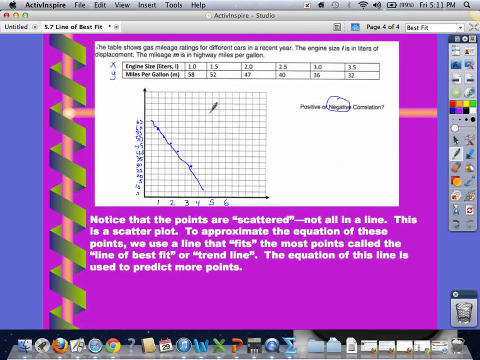So you can put these in your calculator and make an equation, just like we did before, if that's what it asks you to do. Sometimes it'll just ask you to graph it.